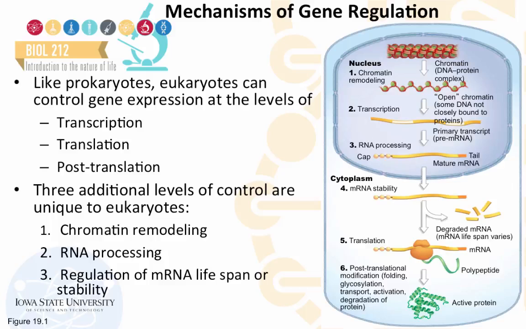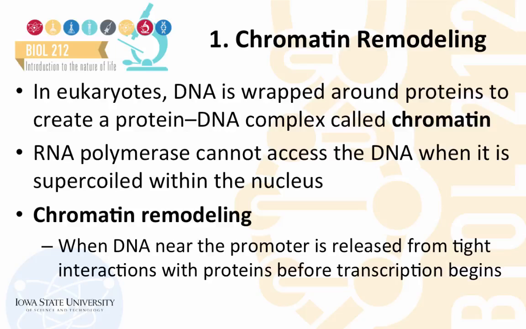There are different ways in which gene expression is regulated. Like prokaryotes, eukaryotes can control gene expression at the level of transcription, translation, and post-translation. Besides these, there are three additional levels of control that are unique to eukaryotes. These include chromatin remodeling, RNA processing, and regulation of mRNA lifespan or stability. In this video, we'll specifically look at chromatin remodeling as a way of controlling gene expression.